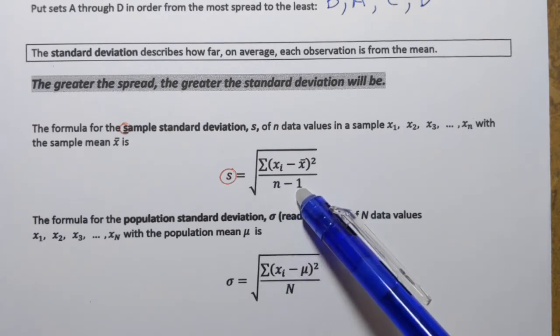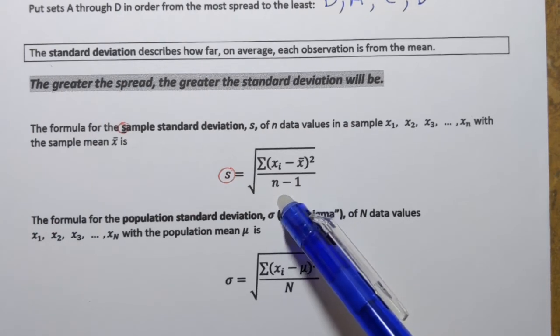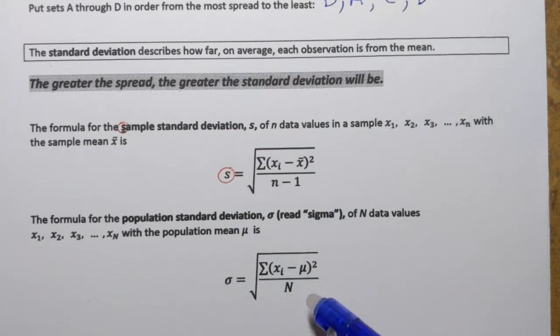See how it's n minus 1. By the way, remember that n is the sample size, so we have to reduce it by 1. And in the population standard deviation formula, we're dividing by n, the population size. So that's the only difference, basically.